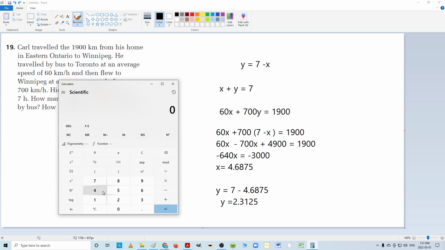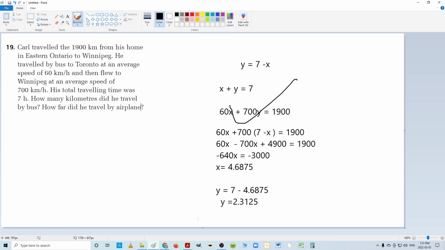And then what I'm going to do is 4.6875 and multiply it by his car speed, which was 60. That's how much he traveled in his car. And they should both add up. When I hit MR, they should both add to 1900. And they do. So that's indeed the correct answer.